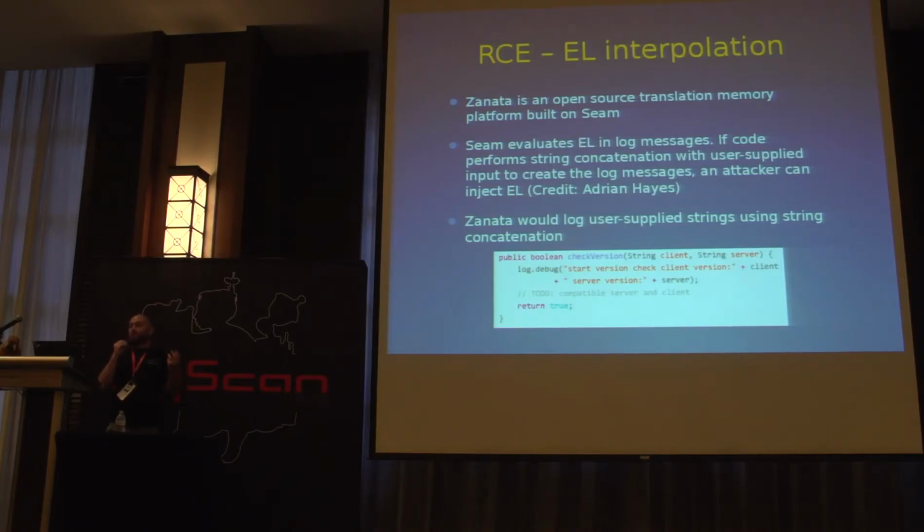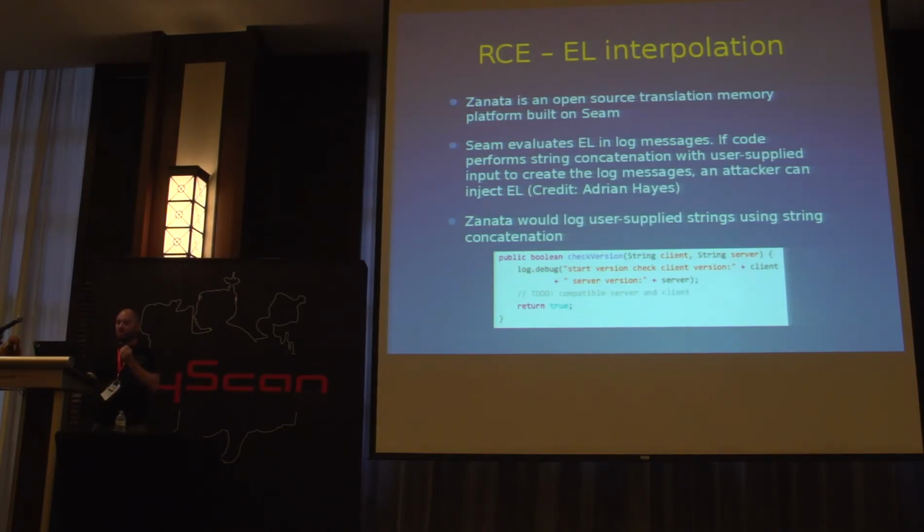How do you supply arbitrary expression language that's going to be executed on the server? There's a variety of ways. Here's an example of one that I found. I have to give credit here to a guy from New Zealand called Adrian Hayes, who originally figured out the issue. I just found instances of where it was exploitable. Seam is a web development framework for Java. It was quite popular in the mid to late 2000s. It's a little bit less popular now. It's on the way out, but a lot of applications are still using it in production. And Seam has a cool feature that allows you, when you're writing log messages out on the server side, to put expression language in the calls to write the logs.